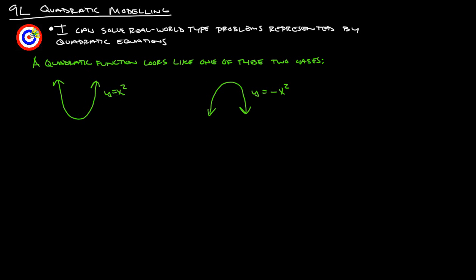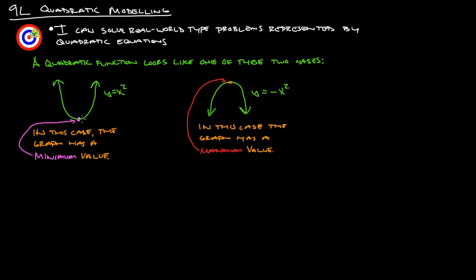It's a smiley face where y equals positive x squared, or it's a frowny face where y equals negative x squared. In this case, this graph has a minimum value because as we go left to right, it goes down, down, down, down. At this point it's the lowest it'll ever be, and then it goes back up. So this point is a minimum, and in this case over here, it has a maximum value. As we go left to right, we're going up, up, up until we hit this point, which is the highest it'll ever get, and then it starts heading back down again.